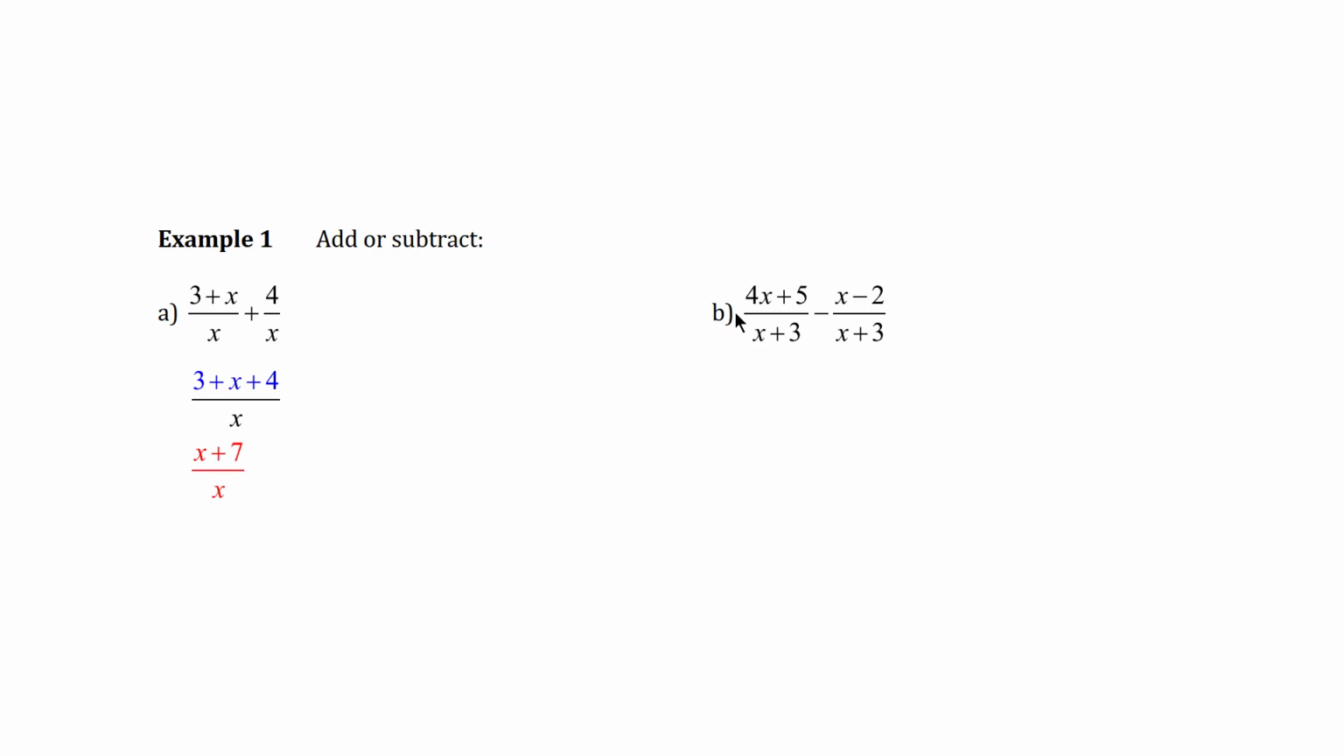Moving on to part B, we have 4x plus 5 divided by x plus 3 minus x minus 2 divided by x plus 3. First, we combine everything under one fraction. We get 4x plus 5 minus parentheses x minus 2 divided by x plus 3. Next, we distribute the negative sign inside the parentheses to the x and the minus 2. The result is 4x plus 5 minus x plus 2 divided by x plus 3. Next, we combine like terms on the numerator. We have 4x minus x is 3x. We have 5 plus 2 is 7. The final result is 3x plus 7 divided by x plus 3.